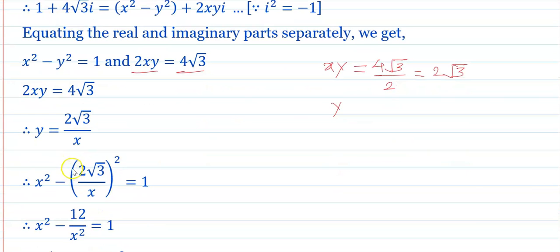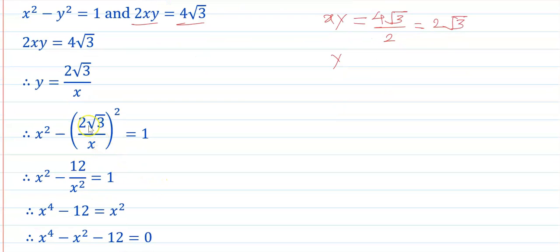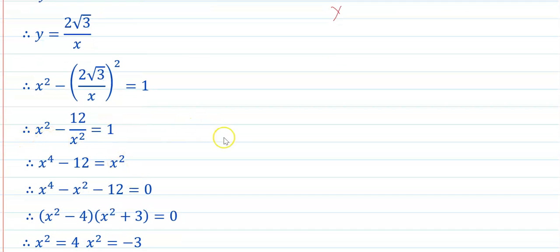Substitute the value of this y in this equation. X square minus y square is equals to 1. Therefore x square minus (2 root 3 upon x) whole square is equals to 1. त्याचा स्क्वेअर किती येणार 2 चा स्क्वेअर 4 and root 3 चा स्क्वेअर 3. 4 into 3 12. 12 upon x square. Now multiply on both sides by x square ने multiply करना.